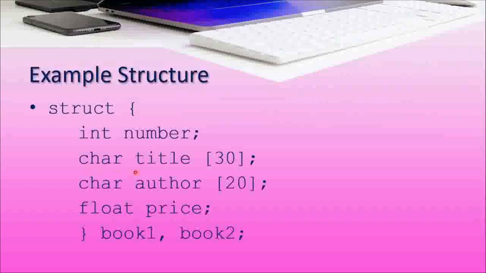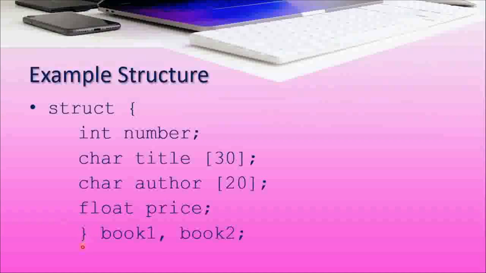Then there is char title[30], a character array, and the size of the character array is 30 and the name of the array is title. And there is char author[20], again a character array, the name of the array is author and the size is 20. Then there is a float type variable, that is float price.